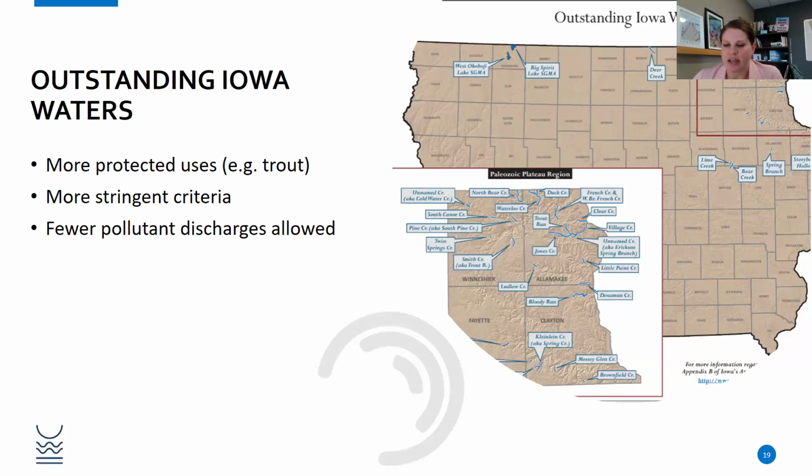There's West Okoboji Lake and Big Spirit Lake, but most of them are in these counties that we're looking at when we talk about the karst region of Iowa. And this designation does not help with the non-point sources of pollution like agriculture, but it does help with point sources, so restricting discharges that are allowable through the permitting system of the Clean Water Act.